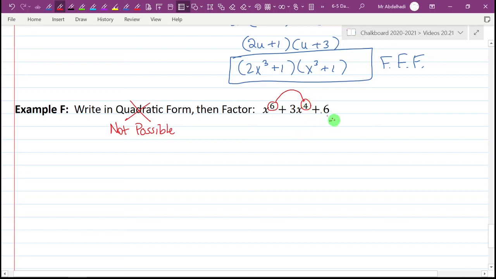If this isn't double this, then this doesn't work. This would have to be a 3, okay? Then you'd be double. So we can't do this problem, and it's not factorable.